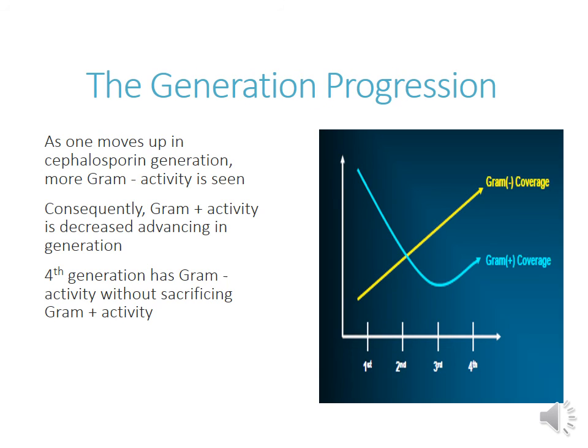Okay, so looking at the progression of generations, you see that as one moves up in generation, you're going to be seeing more gram-negative coverage. Also, when you go up in generation, you're going to be seeing a decrease in gram-positive coverage, until you get to the fourth generation, then it kind of goes back up again, right? Just keep that in mind that your coverage is going to change as you go.